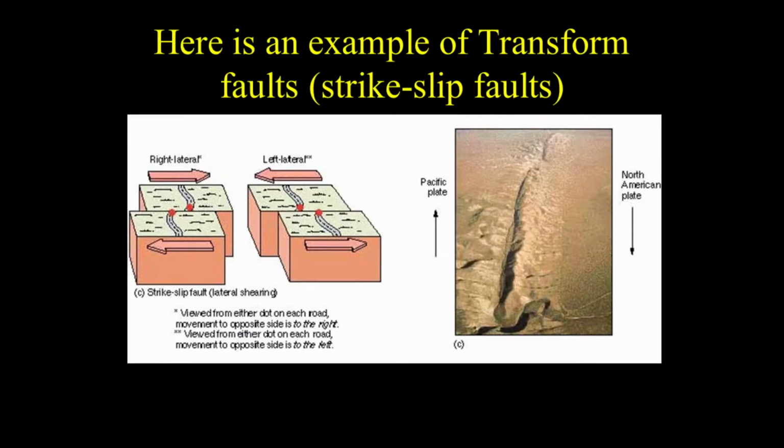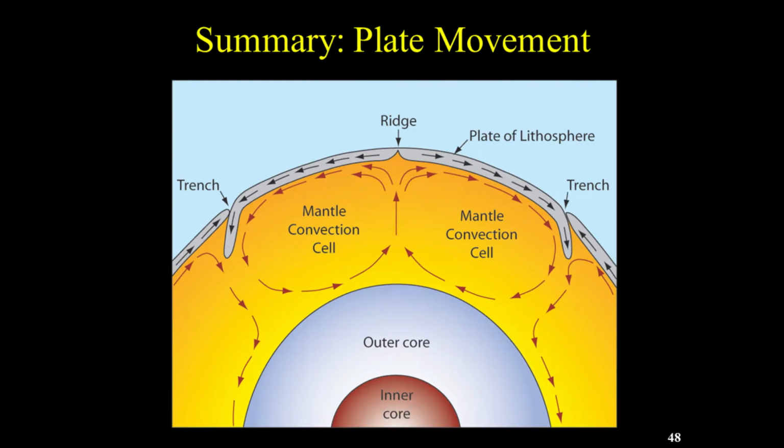Here is an example of transform faults, or strike-slip faults. This is the San Andreas Fault that we described earlier. The idea of mantle convection proposed by Otto Ampferer in 1906 was rejected by the scientific community, even before Wegener's time, but turns out to be correct. The mantle convection is the mechanism of divergent and convergent plate boundaries, as illustrated in this picture.